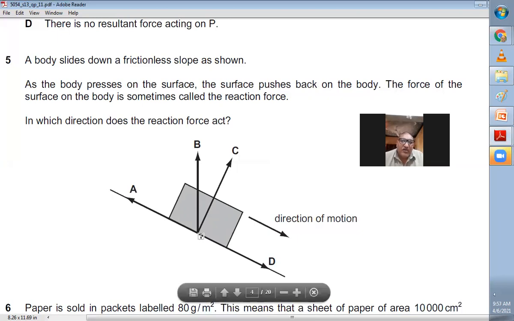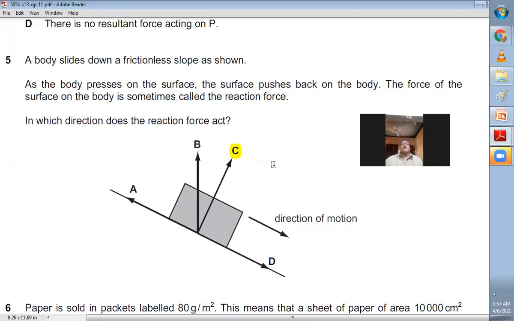So the reaction force will be perpendicular to the surface. The reaction force should be perpendicular to the surface. So I think C is the right answer.